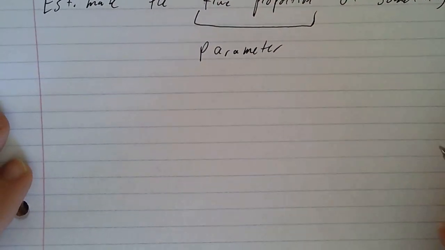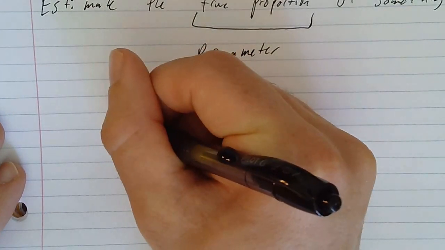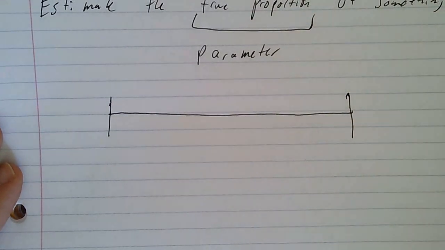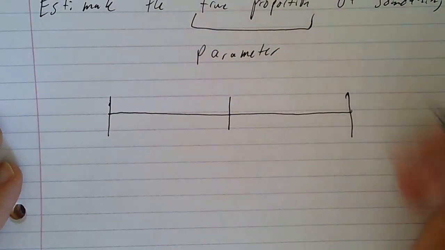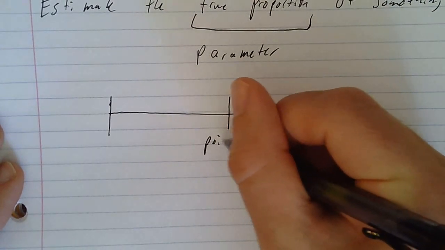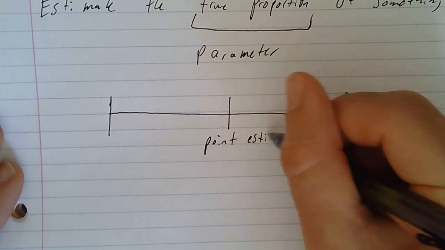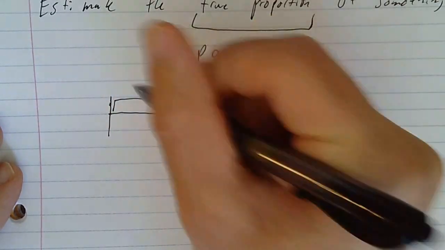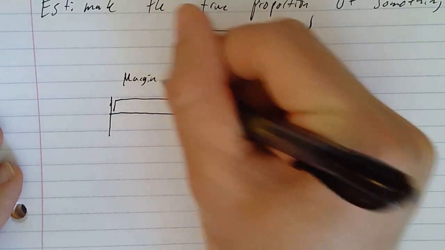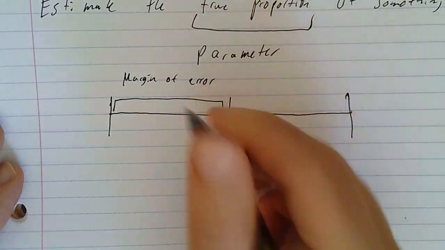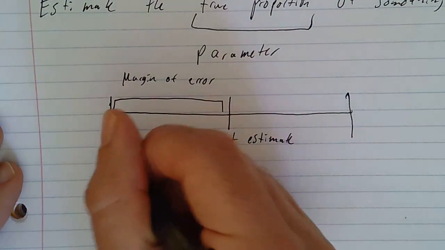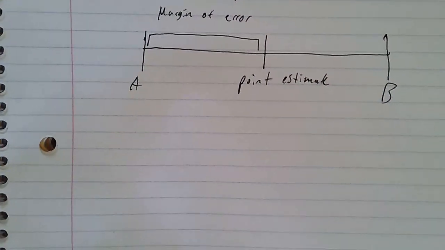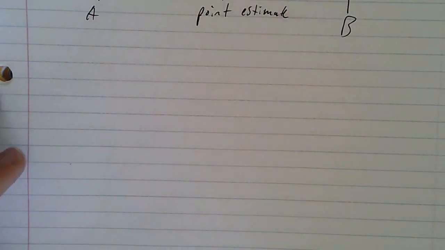Okay, so what we do, drawing the visual for you, is we get a statistic, we put that in the middle, and it's called the point estimate. And then we calculate what's called the margin of error. And we add and subtract that from our point estimate to get our interval. Okay, so let's do an example and then we'll move on to the practice question.